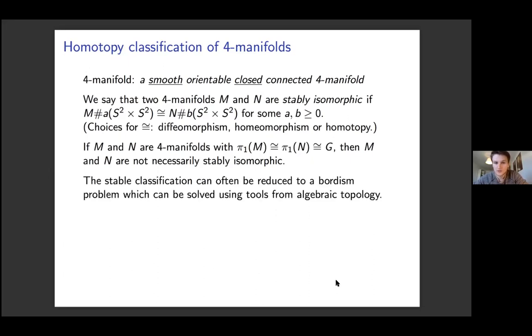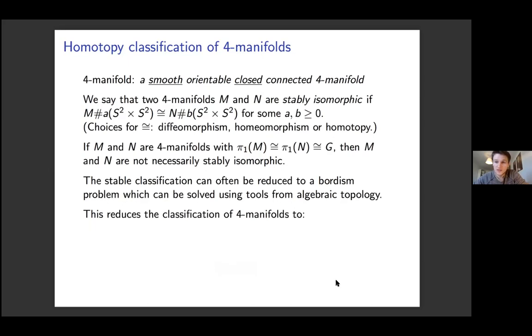But nonetheless, the stable classification can often be reduced to a bordism problem. And when I say often, I mean given some restrictions on the fundamental group, and it can therefore be solved using tools from algebraic topology. This is partly the idea of modified surgery, for example. And there have been a bunch of recent papers over the last 10, 20 years where, with different assumptions on the fundamental group, people have been able to classify four manifolds up to stable isomorphism.